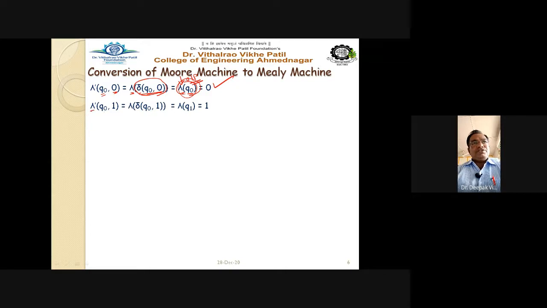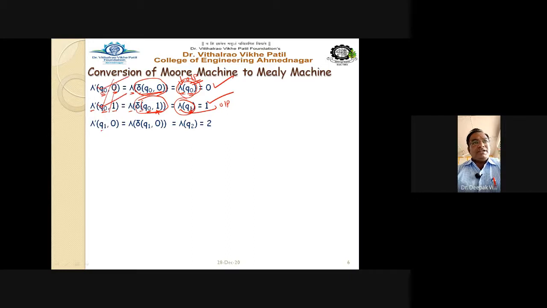Then lambda dash (q0, 1) is equal to lambda of delta(q0, 1). First find this entity, that is the transition of state q0 on input 1. The transition of q0 on input 1 goes to q1. Then find its output value. Lambda is your output, so the output of lambda q1 is 1. That's why it is written as 1. Now state q0 and both inputs are over: q0 on 0, q0 on 1.